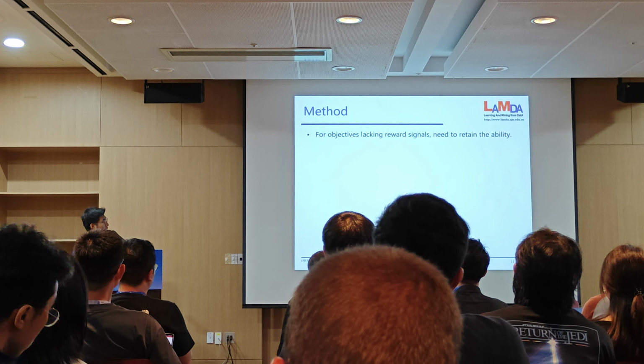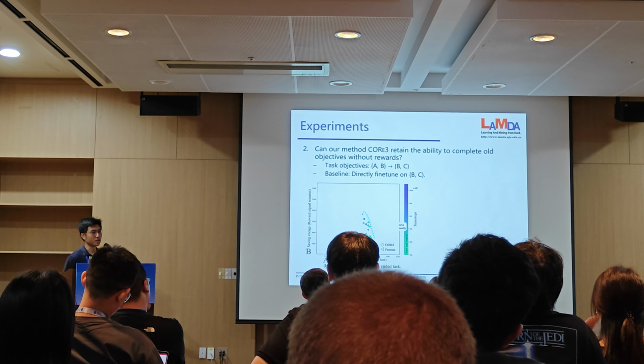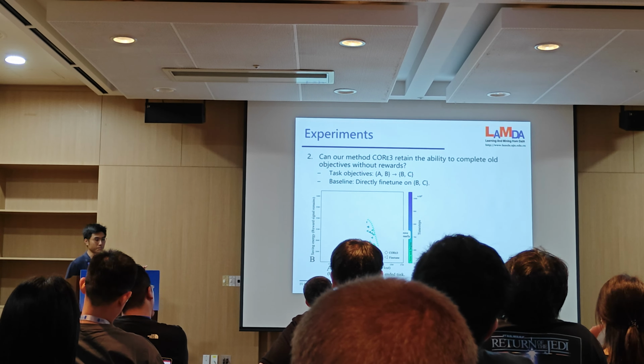In the second experiment, we design the same task, AB to BC, and we compare our method to the fine-tuning baseline, which directly fine-tunes the entire agent model on the second objective set BC. And unfortunately, it encounters the catastrophic forgetting phenomenon. It forgets how to complete the old objective A, so it moves to the left side. And our method remembers the old objectives and even keeps improving them. And finally, our method achieves the best overall performance.